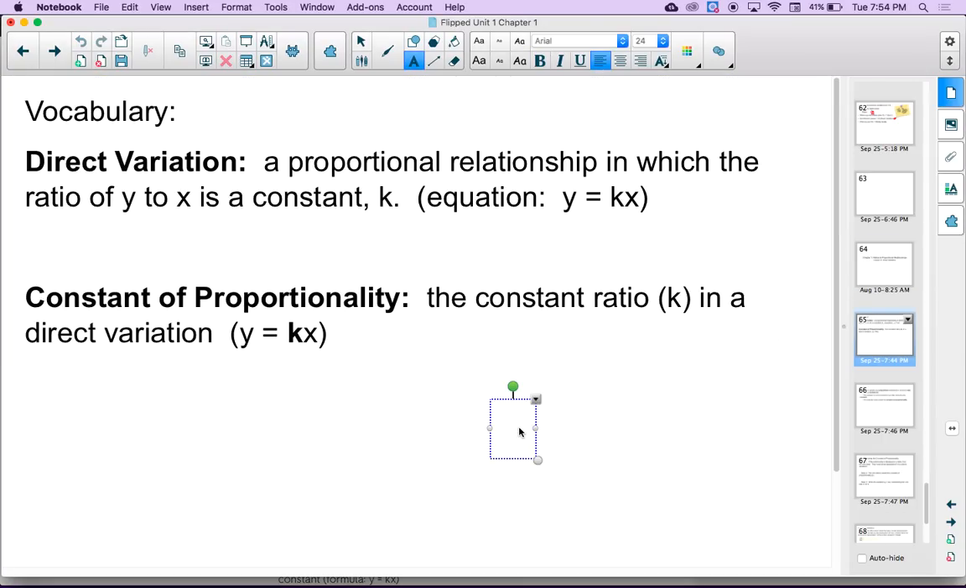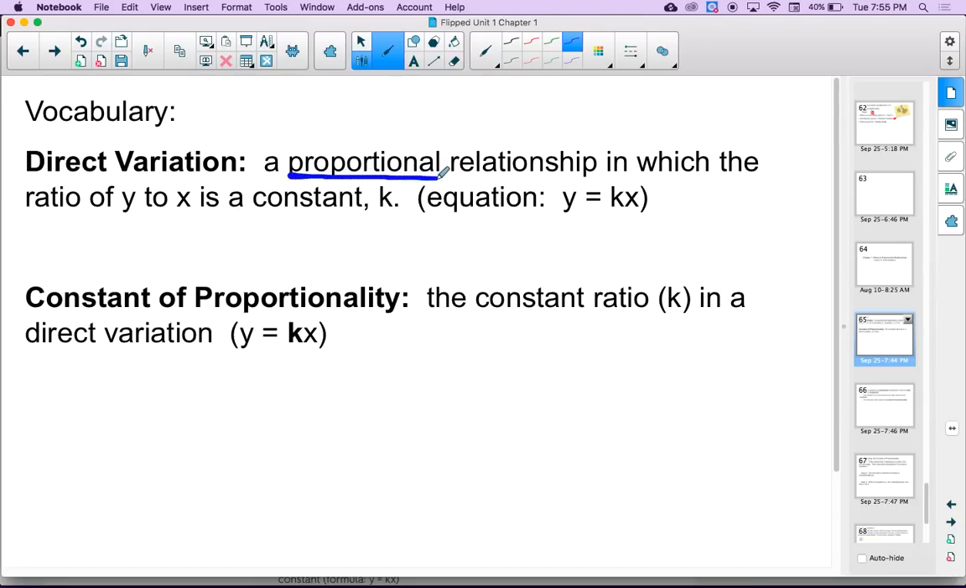So, new vocab for us this time is direct variation. This is a proportional relationship. So we know it's got to be a proportional relationship. That's going to be important here, which means that our unit rates are all the same. It means that our graph will be linear and pass through the origin. And when those things happen, the ratio of y to x, so we're going to be talking about graphing here, is a constant. We call that constant k. So the equation for a direct variation is y equals kx. This deals heavily with graphing. And you'll see a couple examples in a couple minutes.